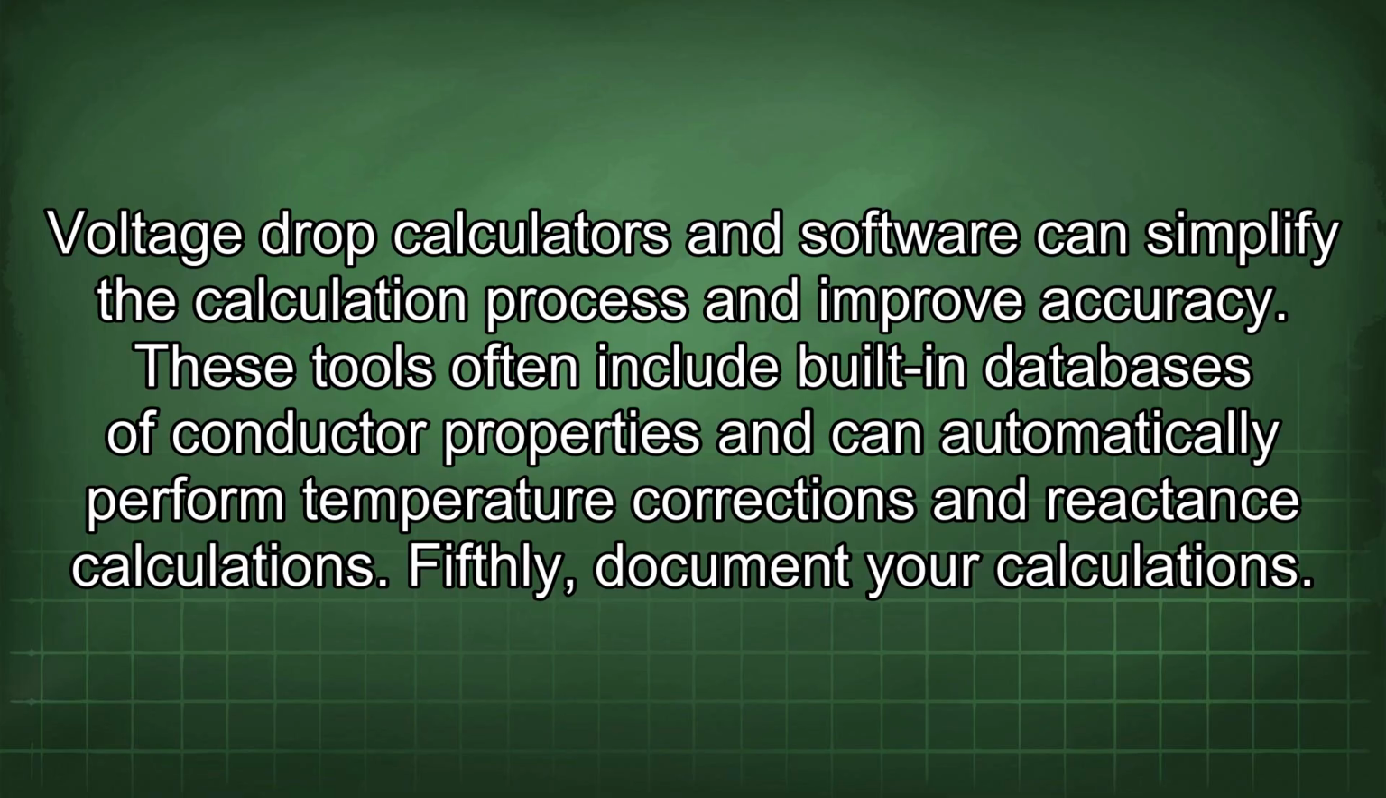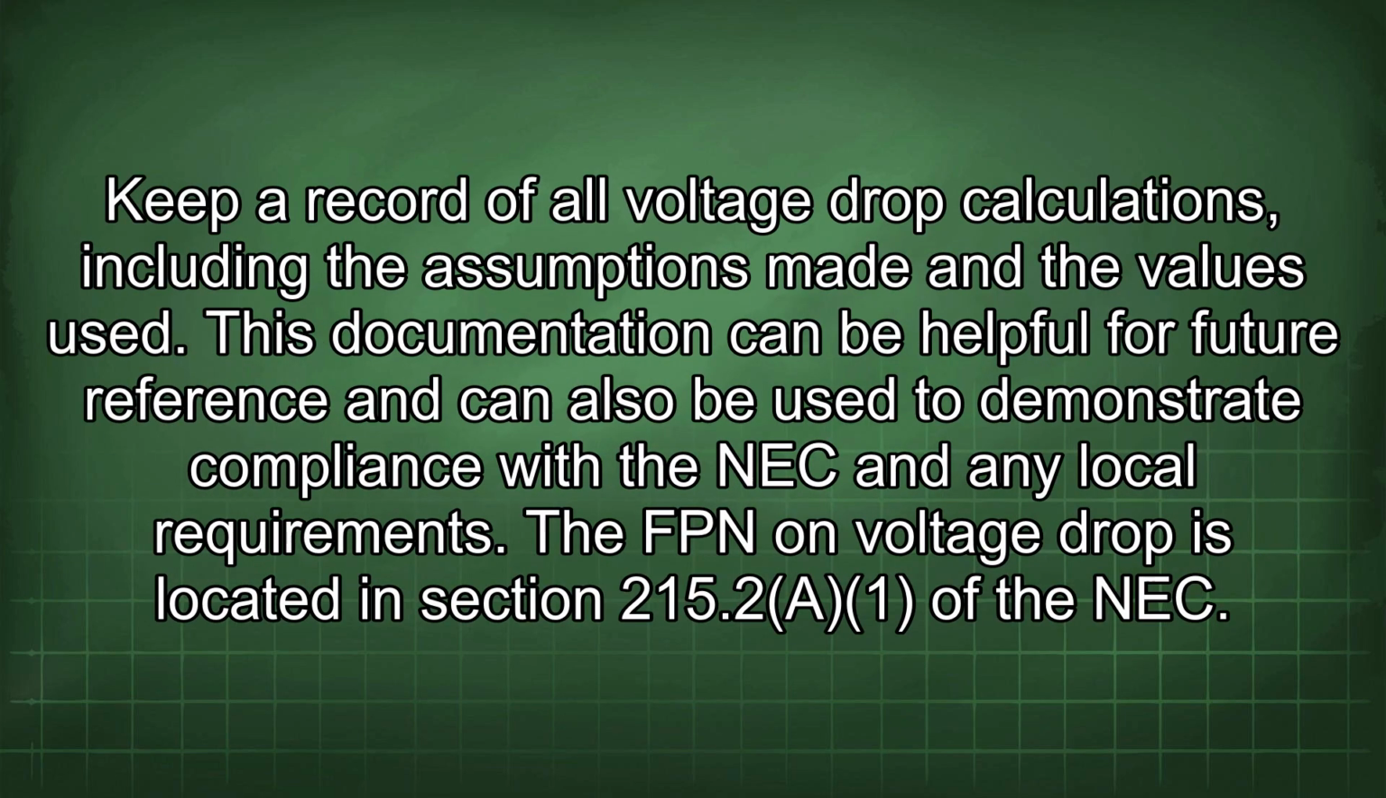Fifthly, document your calculations. Keep a record of all voltage drop calculations, including the assumptions made and the values used. This documentation can be helpful for future reference and can also be used to demonstrate compliance with the NEC and any local requirements. The FPN on voltage drop is located in Section 215.2(A) of the NEC.